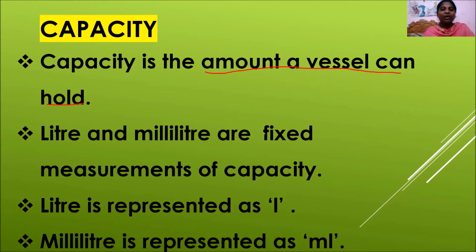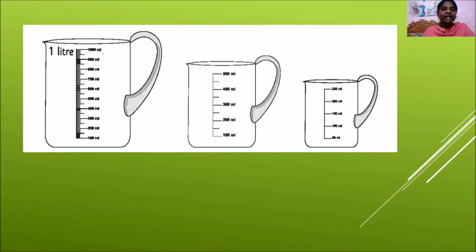Liters and milliliters are fixed measurements of capacity. Liter is represented as L. Milliliter is represented as ml. Next, look at the measuring cups, children. Here you are seeing the 1 liter measuring cup. The second one is 500 ml. Third one is 250 ml. Observe the markings on the measuring cups. See the first one, here you are seeing, starting from 100 ml to 1000 ml.